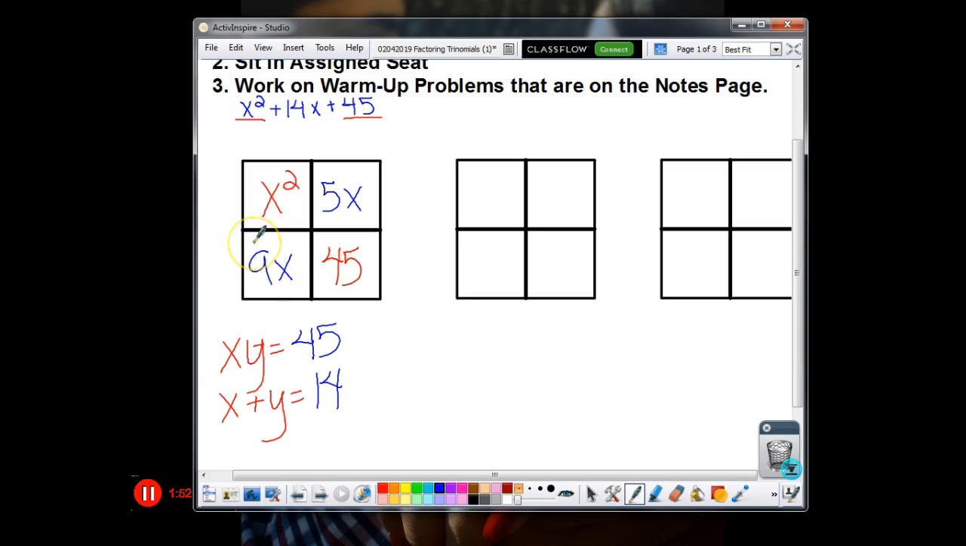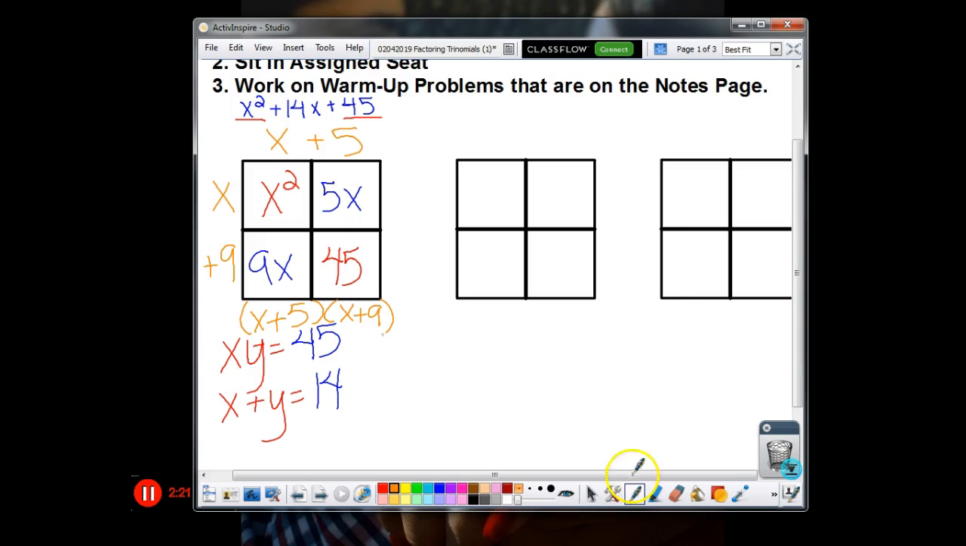So what times what gives me x squared? X and x, good. And then what times x gives me 5x? Plus 5. And then what times x gives me 9x? Plus 9. So my answer is x plus 5 times x plus 9. Right? Does that make sense? Remember that? Right. So I'm just going to go over one more, the last one, number 4.